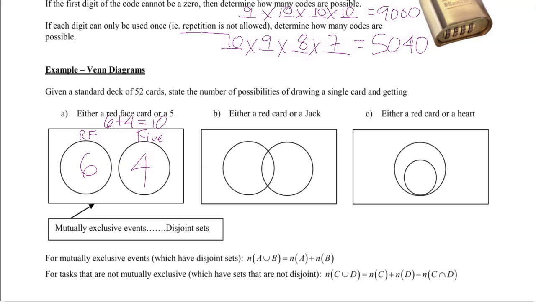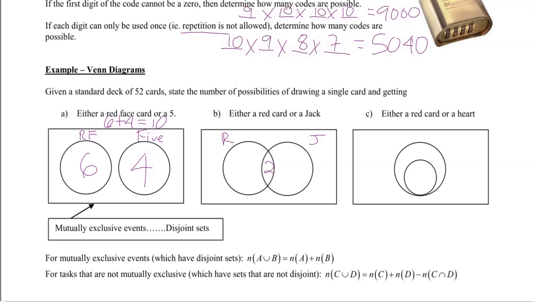Either a red card or a jack. Are there any red jacks? Yes. Which ones? Jack of diamonds, Jack of hearts. So if we call this set red and this set jack, now we have a couple things we could do. We could put an image of each red card in there, but we want to count. We're using Venn diagrams for counting. So how many red cards are also jacks? How many red jacks are there? You already said this, right? 2. So in here there's 2.